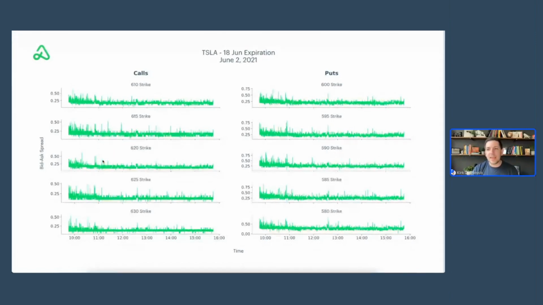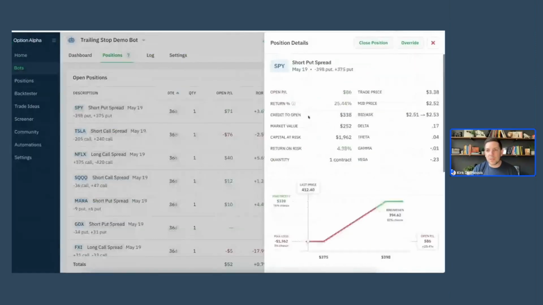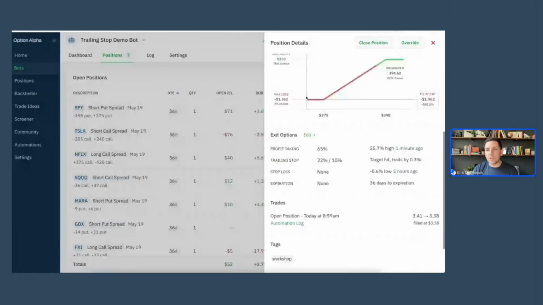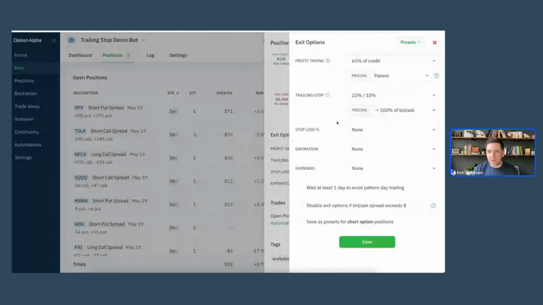So here's what we're going to do. In this case, this is the short SPY position, and we are going to add to our trailing stop, to our exit options, a bid-ask spread guard. And that's right down here on the bottom.